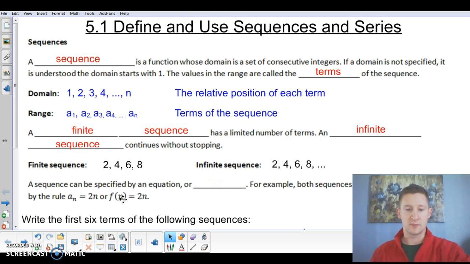Now, a sequence can be specified by an equation or a rule. For example, both of these sequences can be represented by the same rule. A sub n, meaning to find the nth term in my sequence, I take 2 times n, n being the number of that term. For example, if I wanted to find the third term, I'd plug in 3 for n. Well, 2 times 3 is 6. That's right, that was the third term. Or I could write it as f of n, in function notation. We'll use either of these, probably more commonly a sub n.